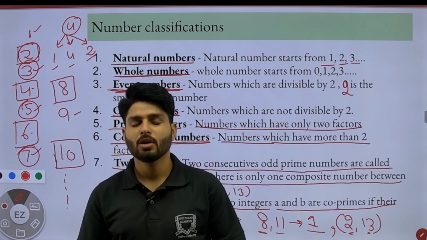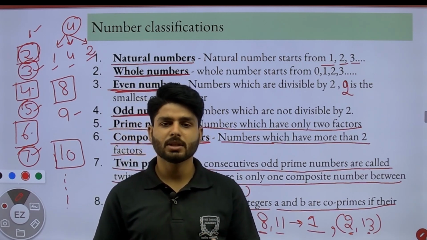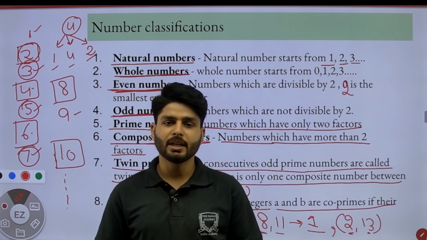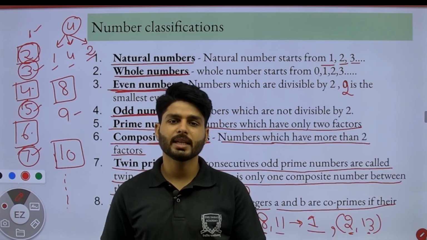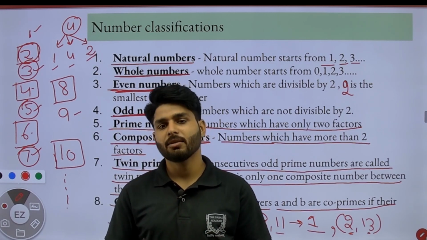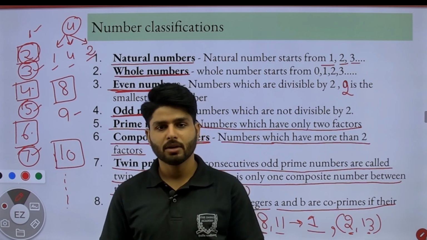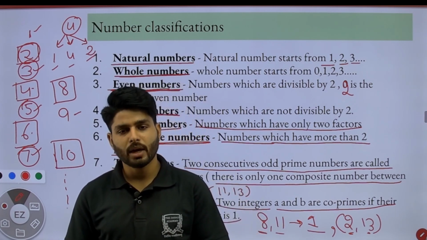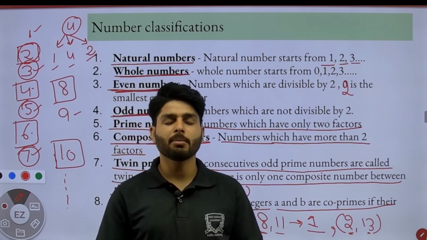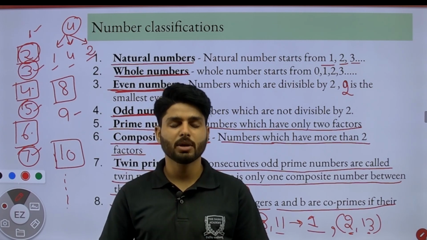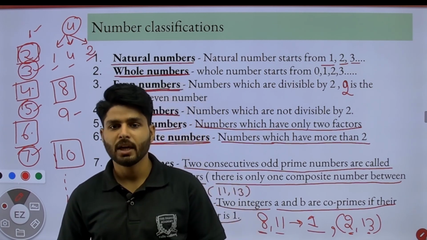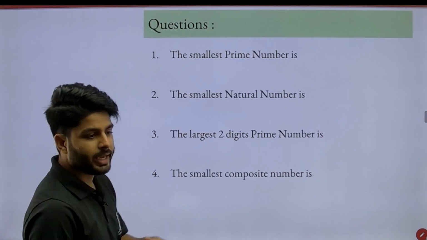Then we have co-prime numbers and twin prime numbers. In co-prime numbers we have any two numbers whose HCF is 1. अगर उन नंबर का HCF 1 है, तो वो नंबर हमारे co-prime numbers कहलाएंगे. और कोई भी दो ओड प्राइम नंबर जो कंजेक्यूटिव हो यानी साथ साथ में हो, उन नंबर को हम बोलते हैं ट्विन प्राइम नंबर. Okay, here are some questions.